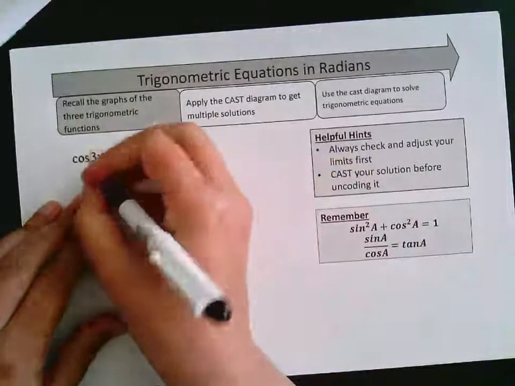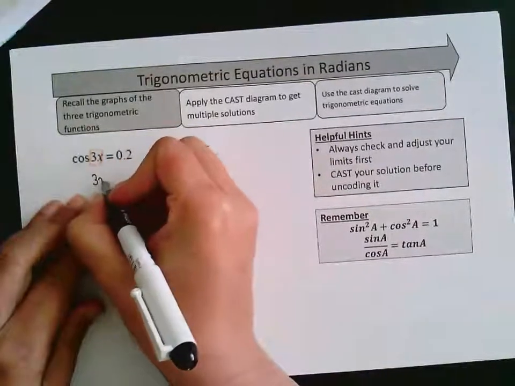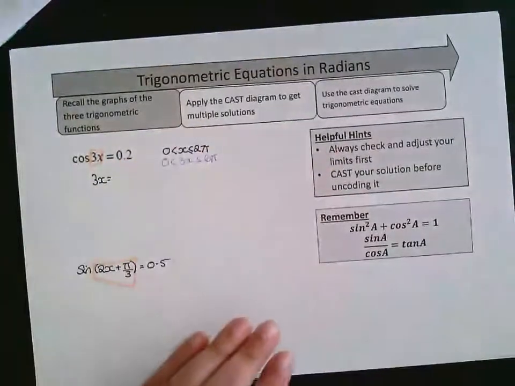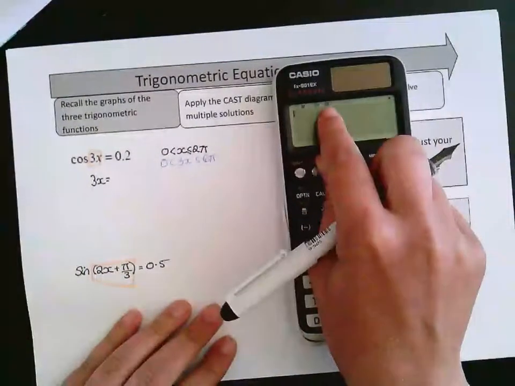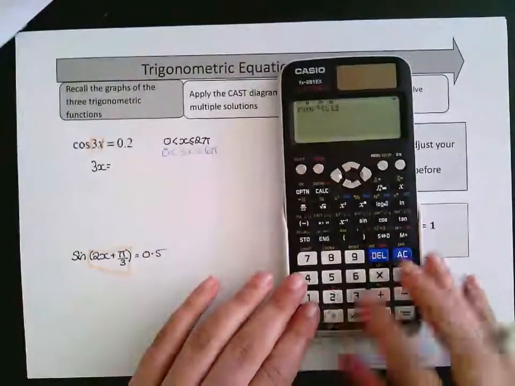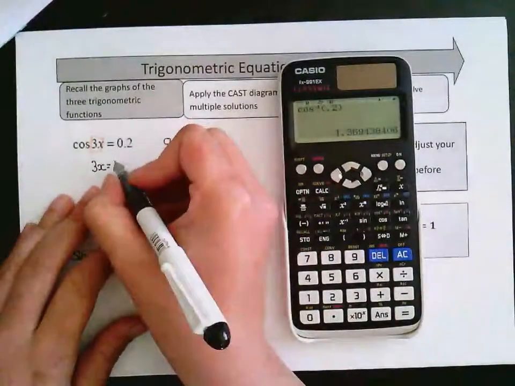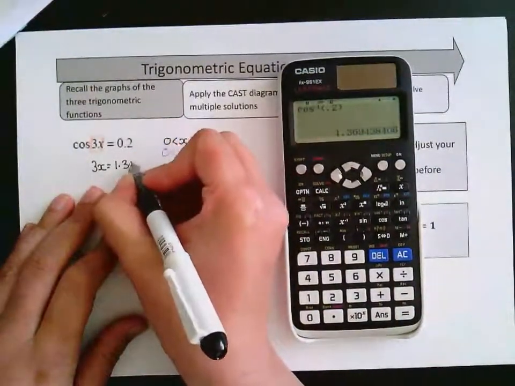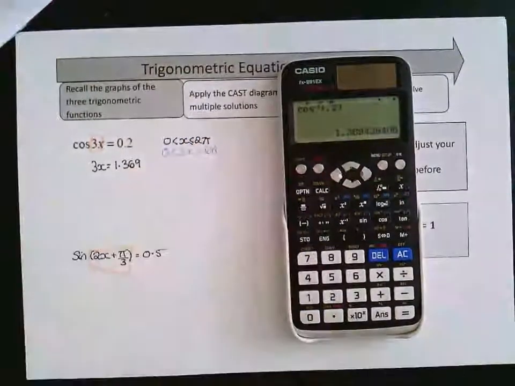I'm now going to solve by doing the inverse cos to both sides. Now I will check my calculator is in radians. So the inverse cos of 0.2 is 1.369. Now I'm going to give my final answers to 2 decimal places. So here, because this is not a final answer, I've just kept an extra 1.